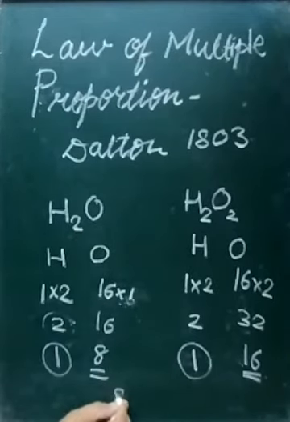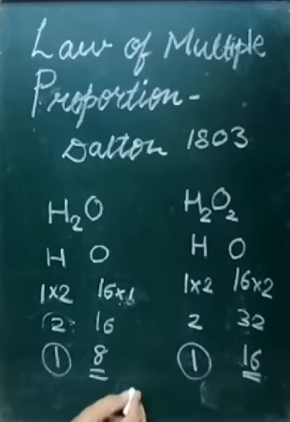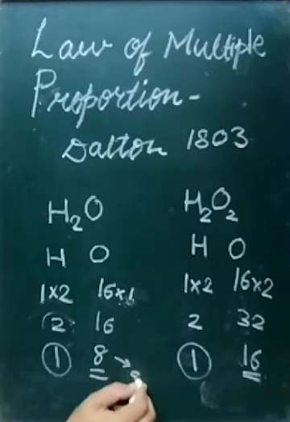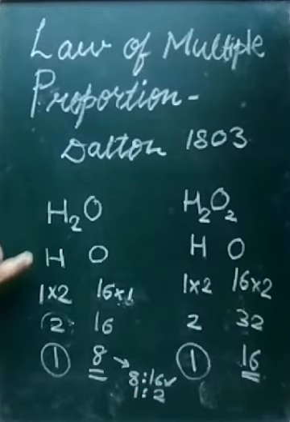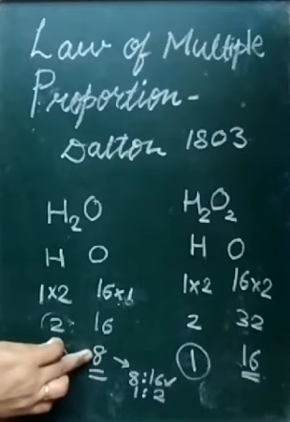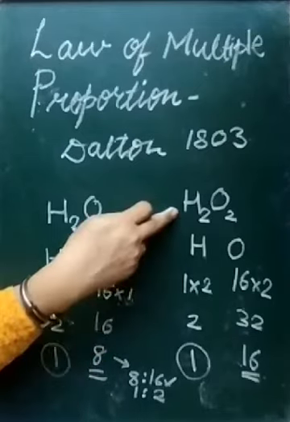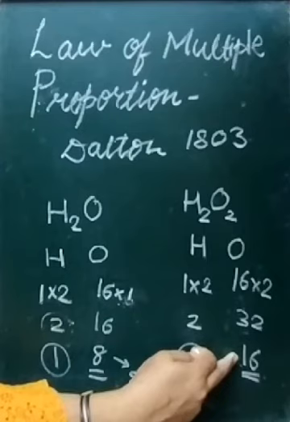If I see oxygen here in water, it is 8. Oxygen here in H2O2, it is 16. So what is the ratio of oxygen? It is 1 is to 2. Once again, in water, 1 gram of hydrogen is combining with 8 grams of oxygen. In hydrogen peroxide, 1 gram of hydrogen is combining with 16 grams of oxygen.